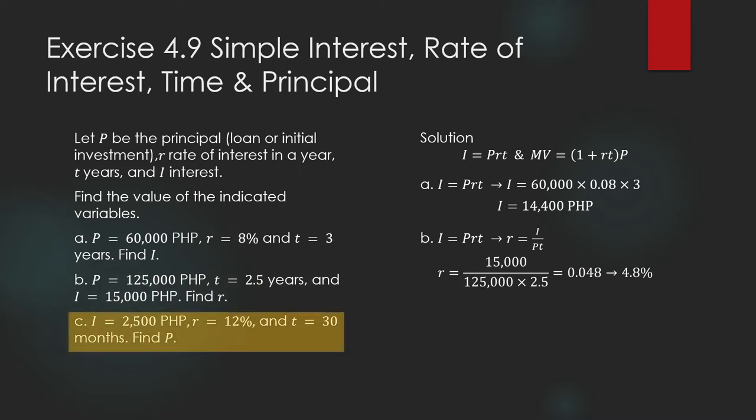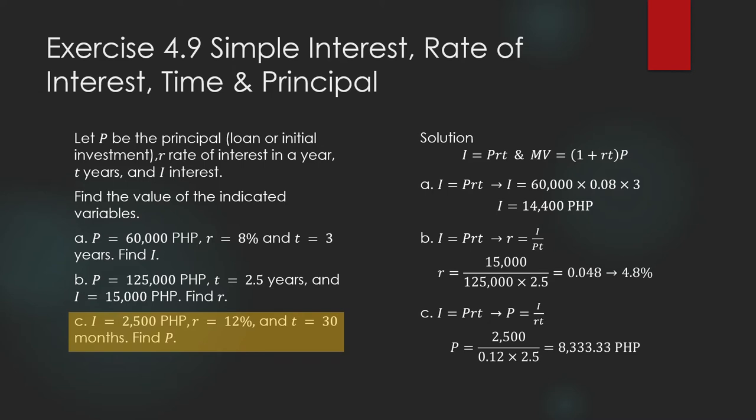Letter C. The interest earned by an investment or by a loan is 2,500 pesos. The rate of interest is 12% in a year, and T is 30 months. Find the principal. Our working equation is I is equal to P times R times T. To solve for P, we divide our equation by R times T, and that gives us this. The principal is equal to I divided by R times T.